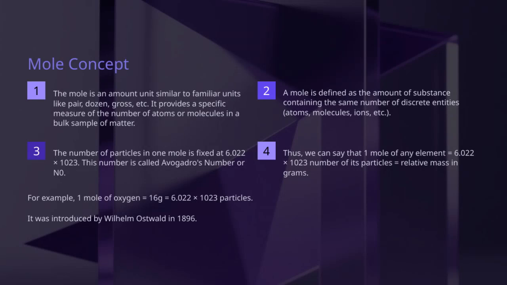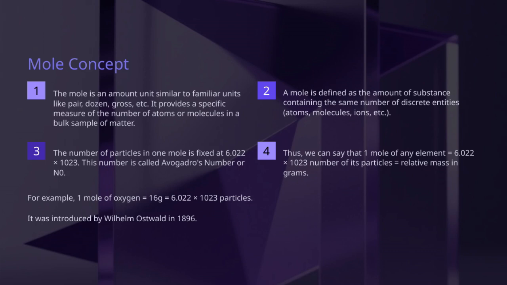So, to sum up, we can say that 1 mole of any element is equal to 6.022 times 10 to the power of 23 particles of that element. This could be atoms, molecules, ions, or other discrete entities. And importantly, the mole also corresponds to the relative mass in grams of that element. For example, 1 mole of oxygen is 16 grams, which contains 6.022 times 10 to the 23rd particles. This fixed number of particles, 6.022 times 10 to the 23rd, is known as Avogadro's number, or N0. It's a fundamental constant in chemistry.